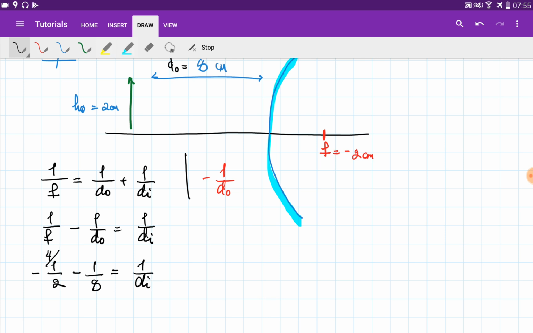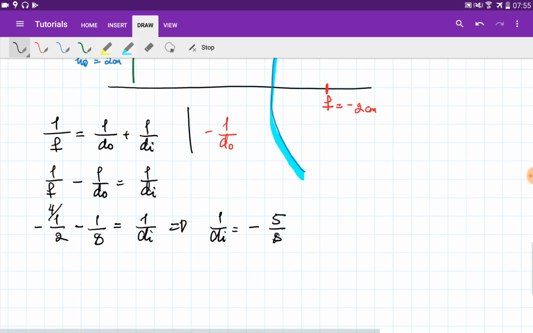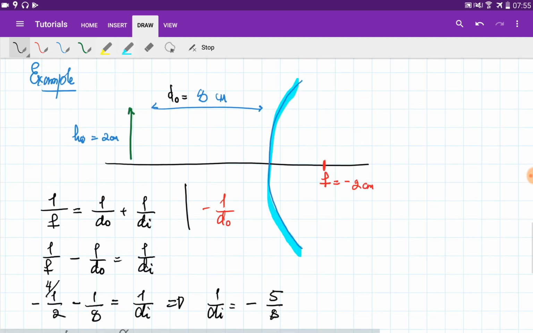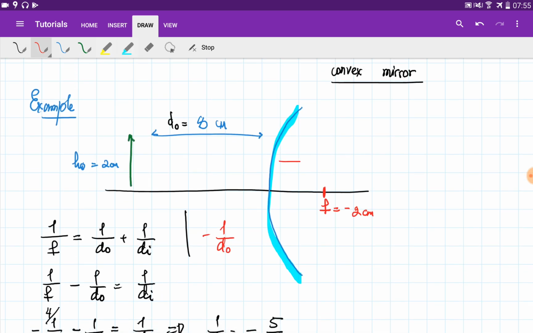If we give the common denominator, it's going to be 4 here. So it gives us that 1 over di is equal to minus 5 over 8, right? So it's going to be minus 4, minus 1 is going to be minus 5 over 8. So please note that the distance between the image and the mirror is not equal to minus 5 over 8. Its reciprocal is equal to minus 5 over 8. It means that if we would like to find the distance between the image and the mirror, we just need to take the reciprocal of this number, which is going to be minus 8 over 5, or roughly minus 1.6. So basically, the distance between the image and the mirror is equal to minus 1.6 centimeters.